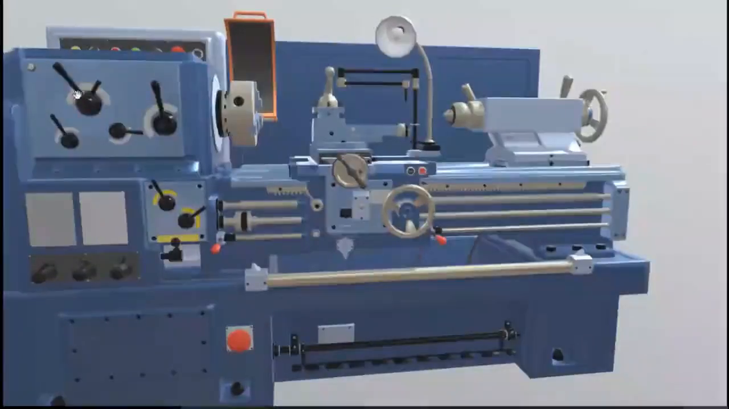So there are some levers given and a clutch is also given. So what is the function? The function of this driving clutch is to allow the rotation of this chuck. The rotation of the chuck can also be reversed. It can be clockwise or anti-clockwise.